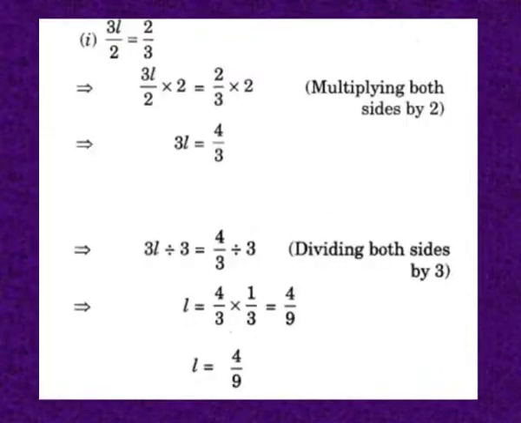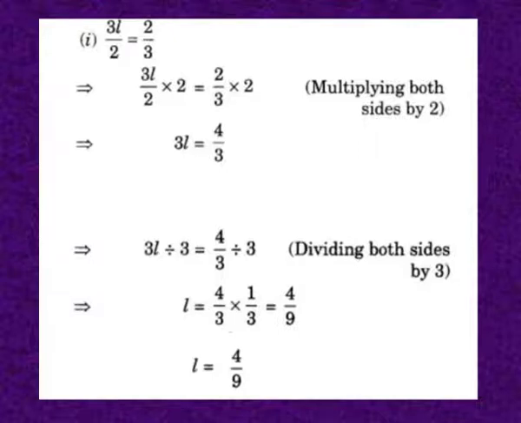H subdivision is homework. Next, I subdivision, 3l by 2 is equal to 2 by 3. Firstly, we are multiplying with 2 on both sides. We got 3l by 2 into 2, which is equal to 2 by 3 into 2. In LHS, 2 and 2 will be getting cross cancelled and it becomes 3l. Our RHS is 2 by 3 into 2, which is equal to 4 by 3.